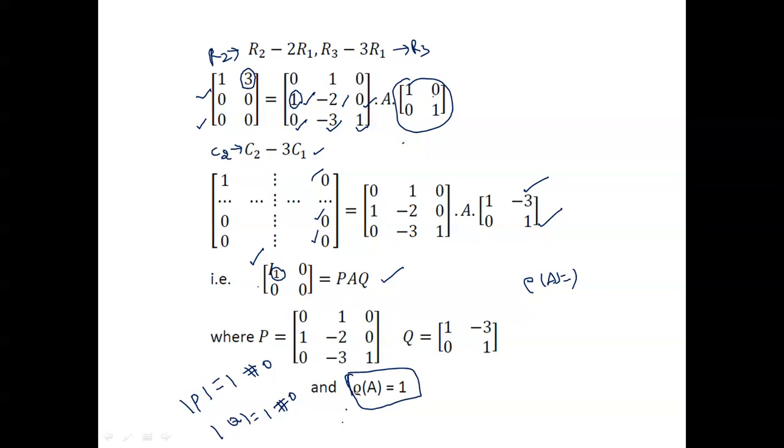So this is the way of finding two non-singular matrices P and Q such that PAQ is in normal form.